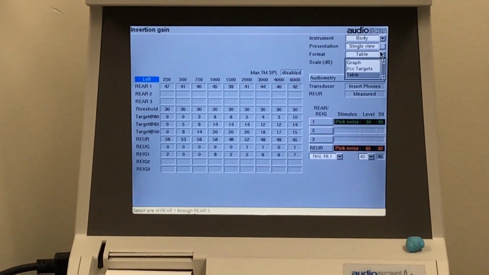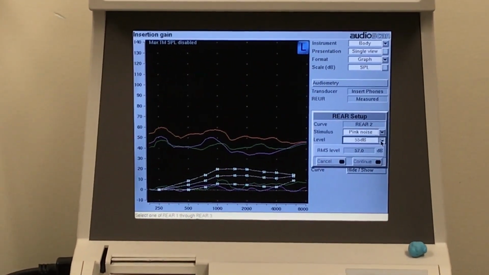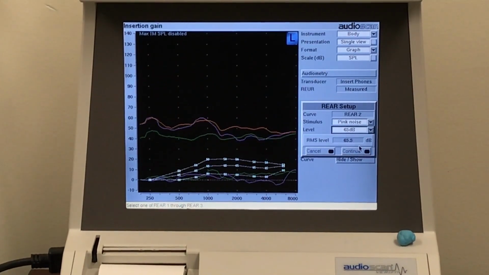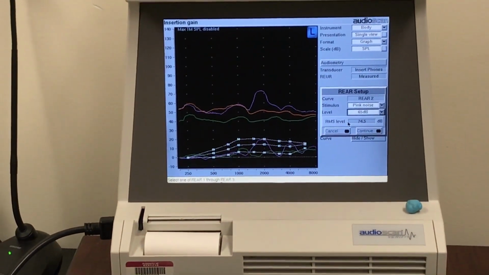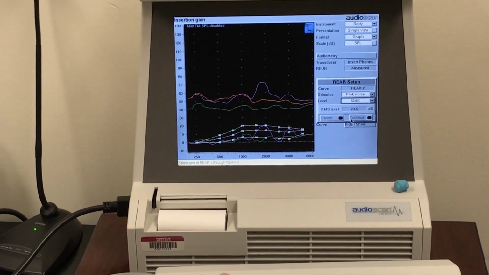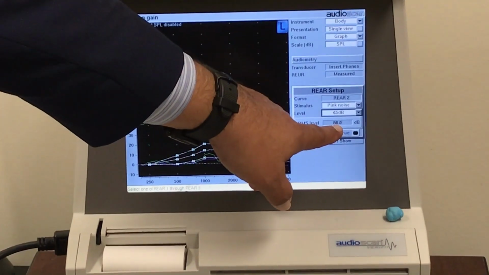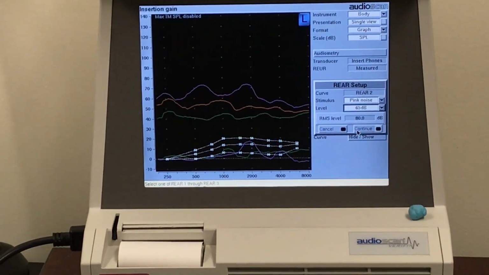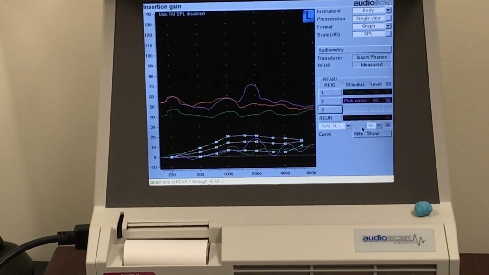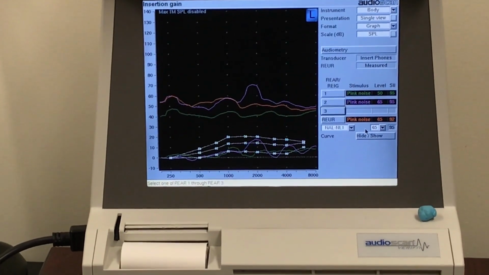I don't like looking at it this way. This is just me, guys. Sorry. Going to go here, 65 dB. You'll notice it says 70-something dB of gain. That's how much output. That's my REAR. That's my value for it. Okay, so there's my gain there for 65 dB.